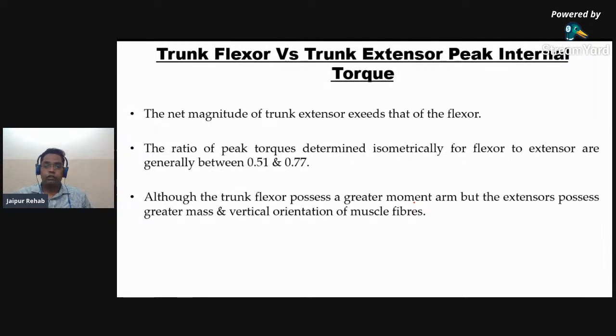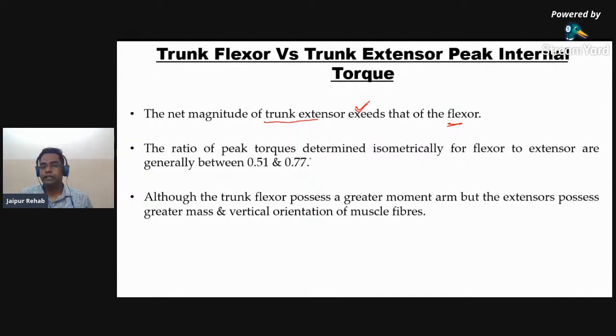Okay. Talking about the trunk flexor versus trunk extensor peak internal torque. Although we have larger cross-sectional area muscles in the abdominal muscles, we have a lot of muscles in the extensor compartment. More muscles are present in the extensor compartment. So the net magnitude of trunk extensors exceeds that of the flexors. The flexors have big muscles, more cross sectional area, but fewer in number. The trunk extensors have less cross sectional area, but they are very many in number. There are lots of muscles, right? First it is the erector spinae, and after that other muscles come.